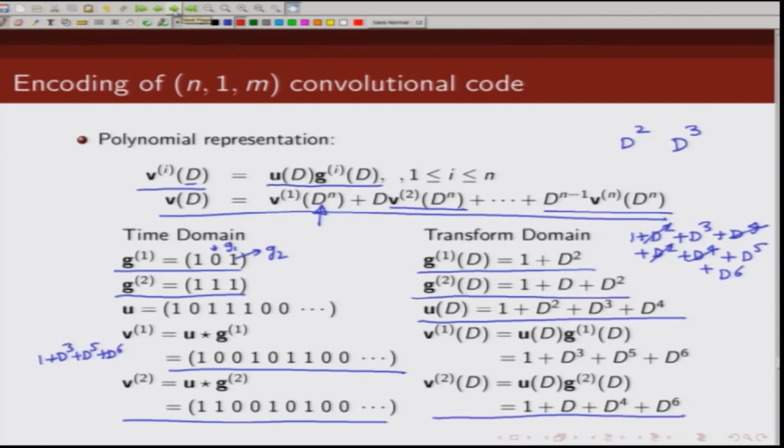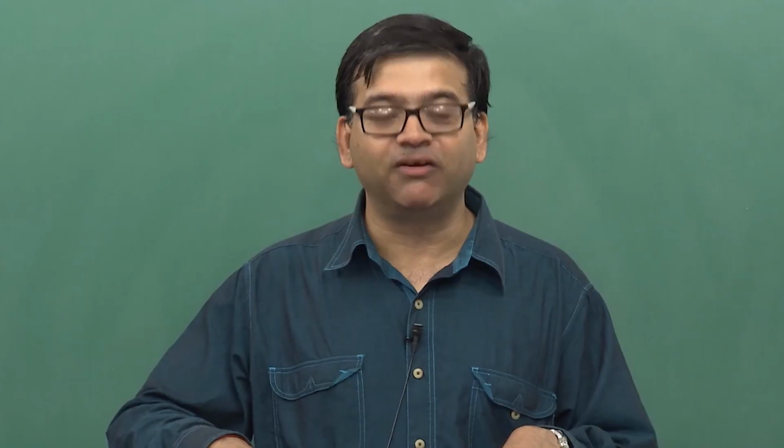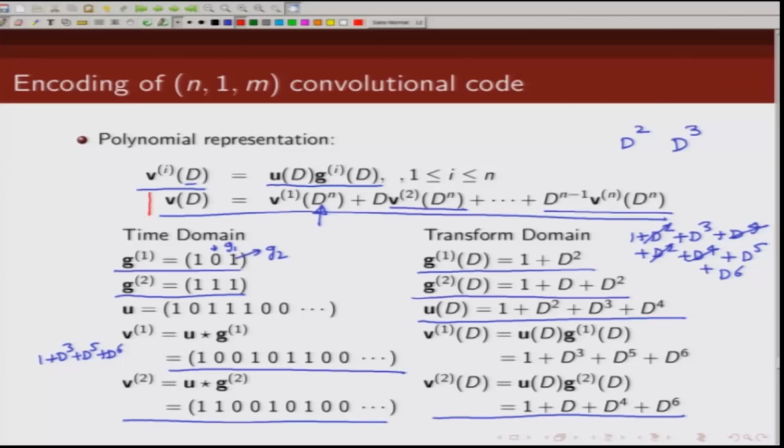If you combine these, consider this combined output sequence, there are n coded sequences V1, V2, V3, Vn. The first sequence we just take as V1 D to the power n, the second is V2 D to the power n, the third is V3 D to the power n, and each one of them is delayed by 1. So this is no delay, this is delay of 1, delay of 2, and this is delay of n minus 1. So the overall code sequence will be given by this expression.